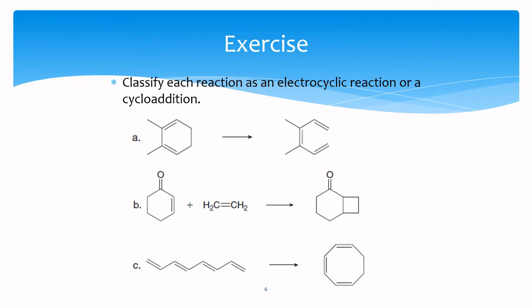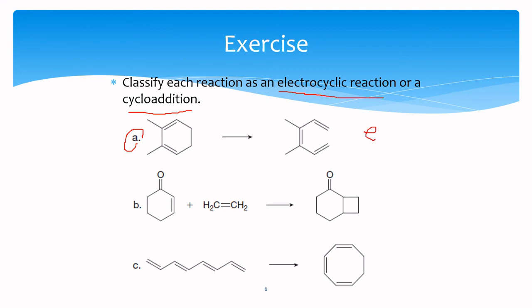If we look at the following example here, we try to classify whether these reactions are electrocyclic reactions or cycloaddition reactions. You know that electrocyclic reaction involves ring opening and ring closing. When it involves ring opening and ring closing, it is an electrocyclic reaction, and it only involves one molecule. Let's take a look at A. So this is a ring. Now this is no longer a ring. So this is a cycloalkene and this is a polyalkene, polyene. In this case, the ring is open, so it is an electrocyclic reaction.